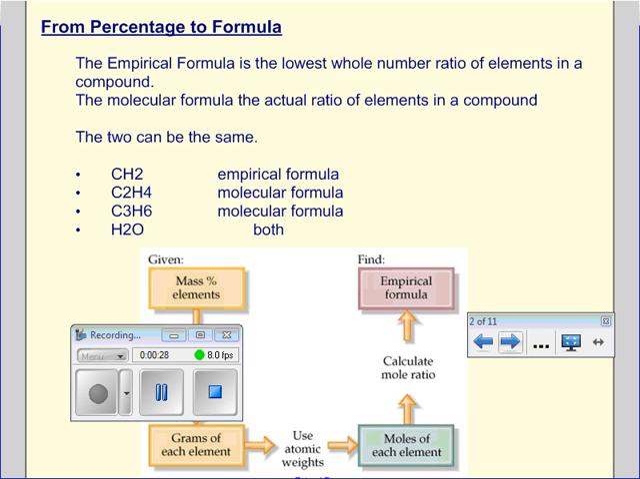The molecular formula, which is different, is the actual ratio of elements in a compound. Sometimes they can be the same. So we have CH2 as an empirical formula. That does not exist. C2H4 is a molecular formula, which is 2 times CH2. Same with C3H6, another molecular formula. Water, however, is both an empirical formula and a molecular formula. It is the molecular formula for water, and it's also in its lowest whole number ratio, so therefore it's both a molecular and an empirical formula.